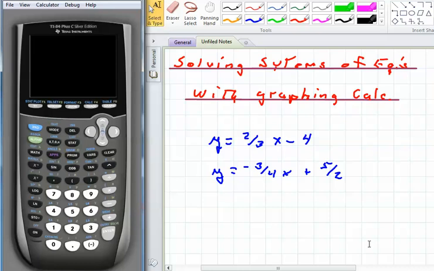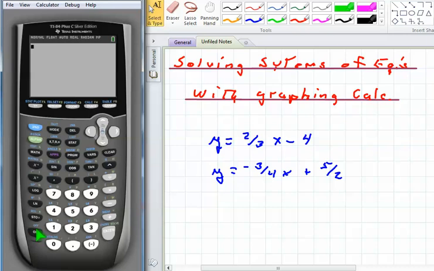Hello, this is a short video presentation on how to solve systems of equations with your graphing calculator. Now I have two equations right here, and I'm going to solve this system with my calculator. First of all, if your equations are not in this form, you need to put them in this form. You need to put them in slope-intercept form because your graphing calculator will only work if it's y equals.